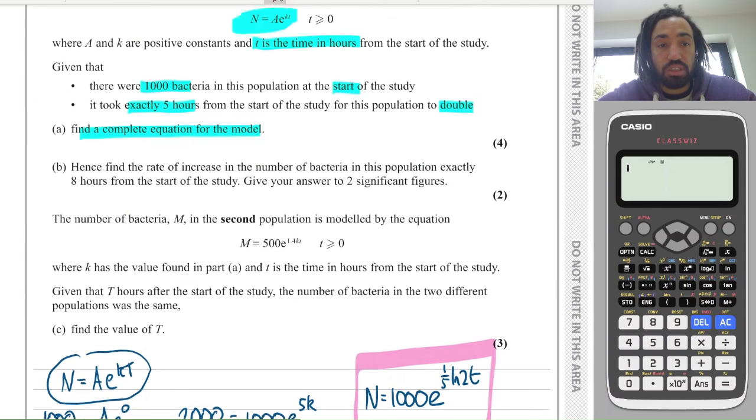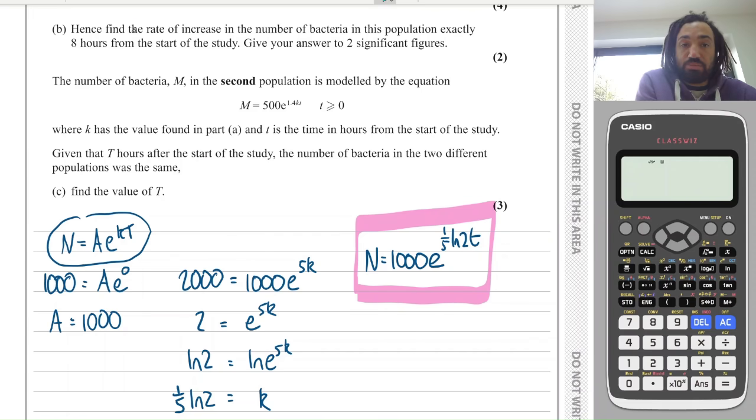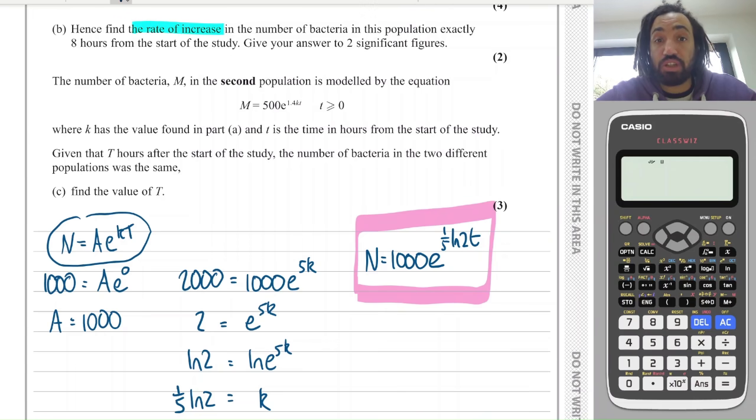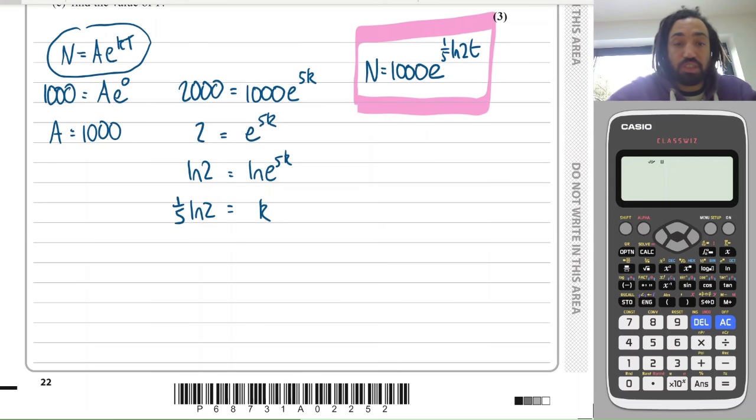The next question says hence find the rate. So that again needs to be highlighted, because the rate means we need to differentiate our function after 8 hours. Okay, so let's differentiate our function first to find the rate of change with respect to time.